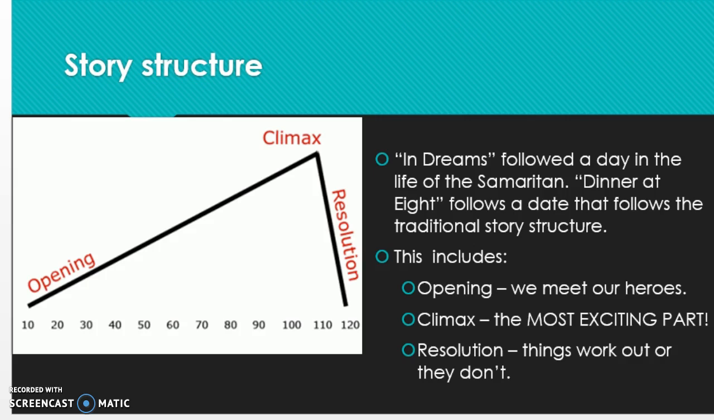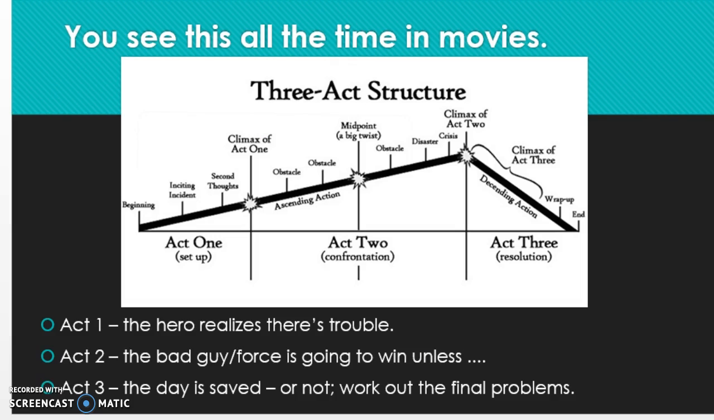Okay, internal conflict, there we'll talk about. So In Dreams follows a more traditional story structure, did not follow traditional story structure. Dinner at 8 does. We have our opening. We meet our heroes. Climax, the big exciting part. Then a resolution. Every movie you see is like this.